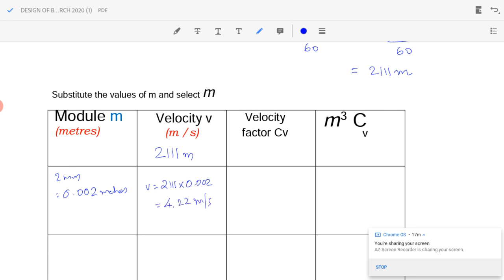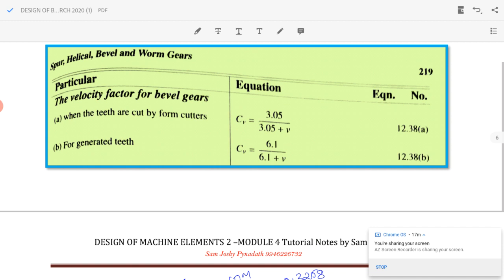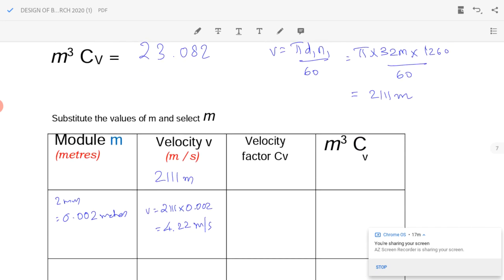Now, our equation for CV can be found from this table. For form cut gears, CV will be equal to 3.05 by 3.05 plus V. So I will take that equation. CV equal to, for form cut gears, 3.05 by 3.05 plus V. Velocity is 4.22. I will get that value 0.4195, and in this equation you have to substitute module in millimeters itself. So 2 cube into CV equal to 0.4195.